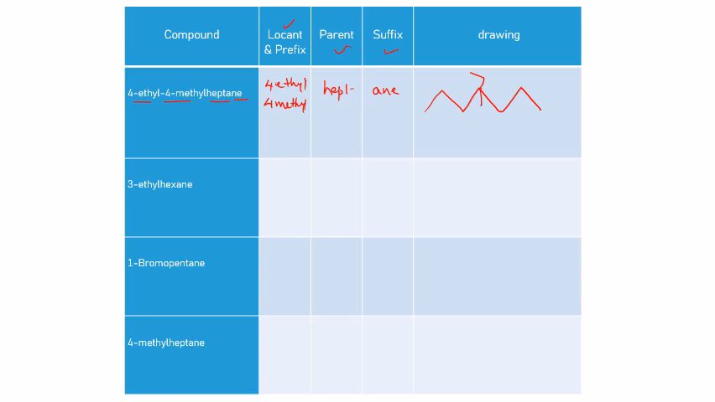So for the next one, 3-ethyl as prefix, and I have hex. Hex is parent and ane is the suffix. So I should have hex, which means 6 of them: 2, 3, 4, 5, 6. On the third one, I have an ethyl group.